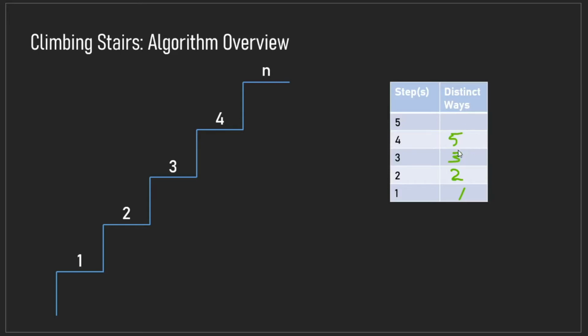The thing that you'll notice about this is there's a pattern. This is very similar to the Fibonacci sequence, where the previous 2 numbers are used to calculate the next number. We can see here 2 plus 1 equals 3, and 3 plus 2 equals 5. If we continue on with this pattern, we get 5 plus 3 equals 8. So we don't even have to calculate how many distinct ways there are for 5 steps. We can just add up the distinct ways for 4 and 3.